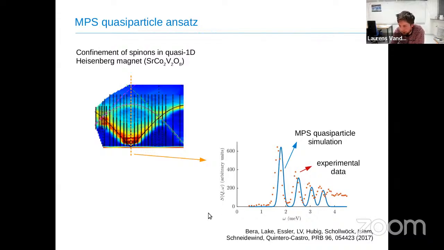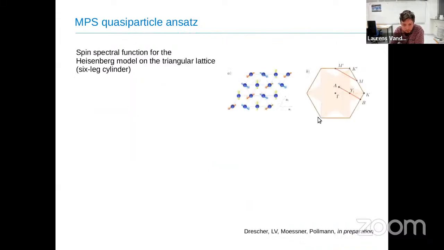And just to give an idea, with time-dependent MPS methods, this was very hard to resolve, because to get these different peaks you need to go to very large times. But with this quasi-particle ansatz, you get this almost for free. So this shows that this works quite well.